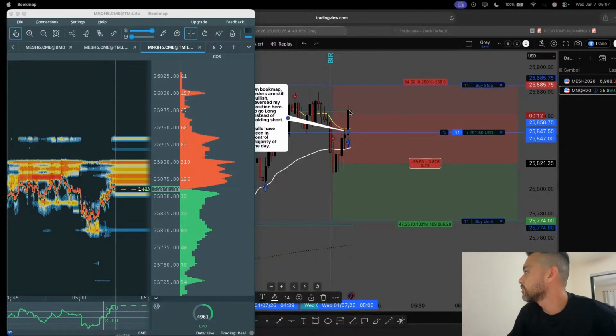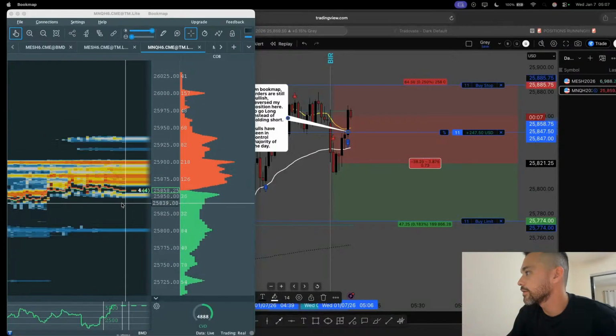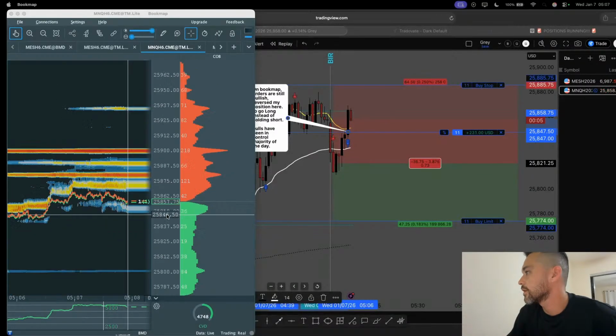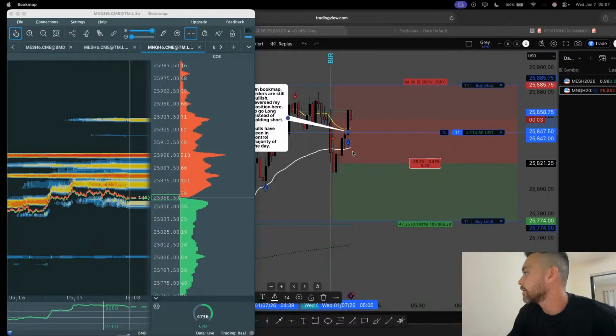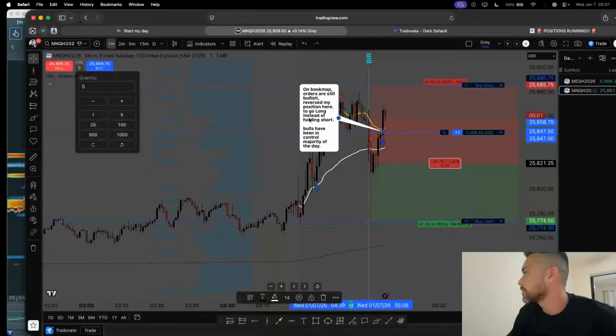This will be a bounce play also. So this is another. Well, let's just see what happens.